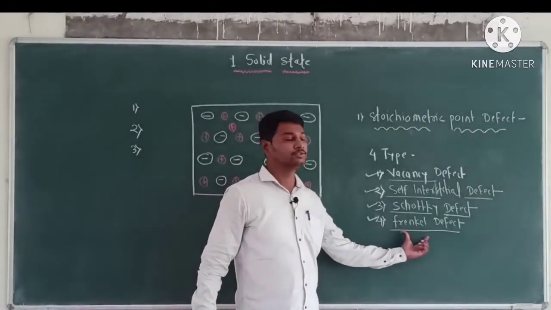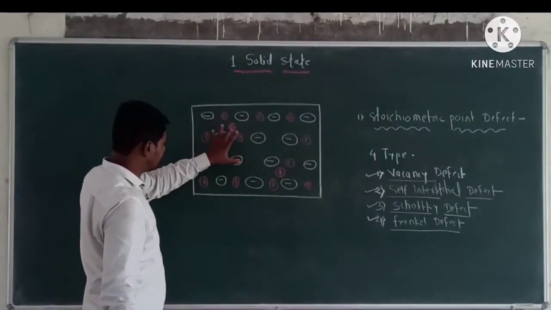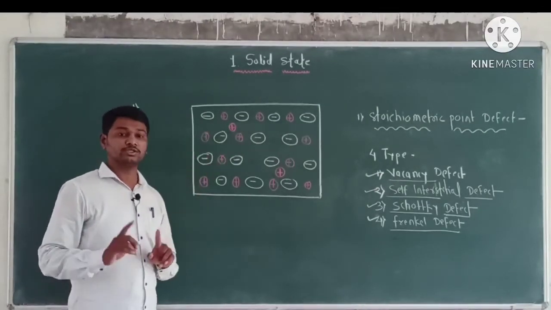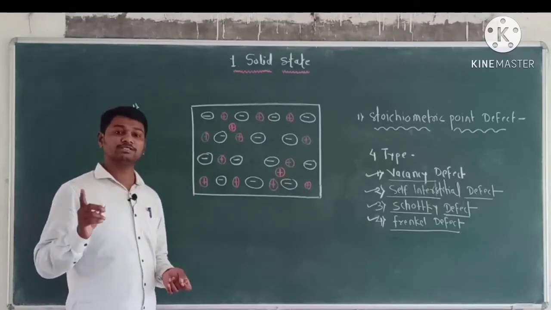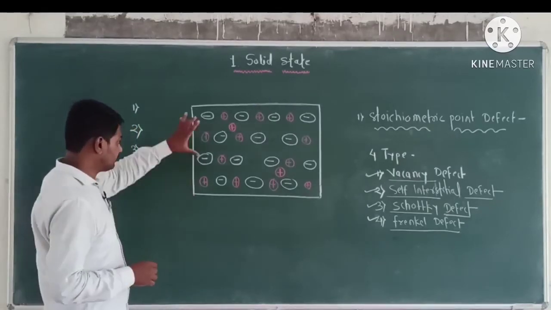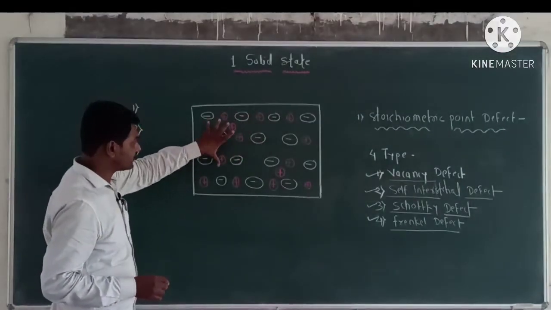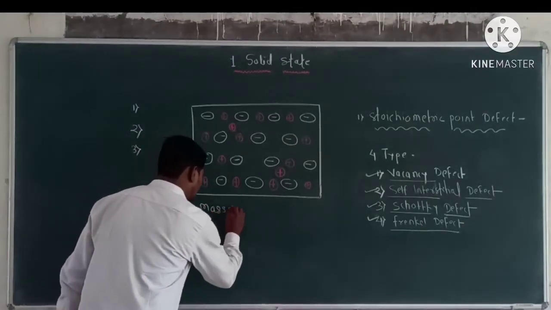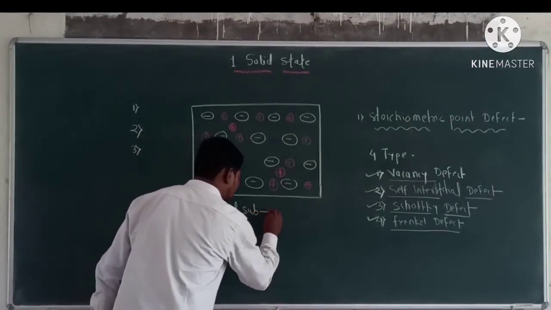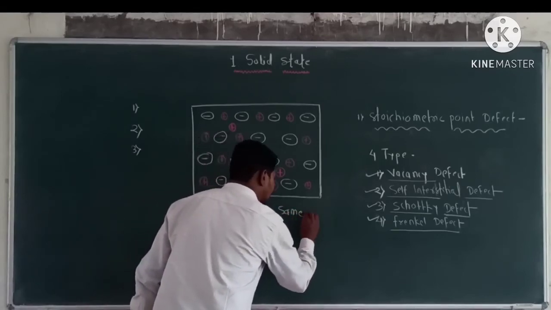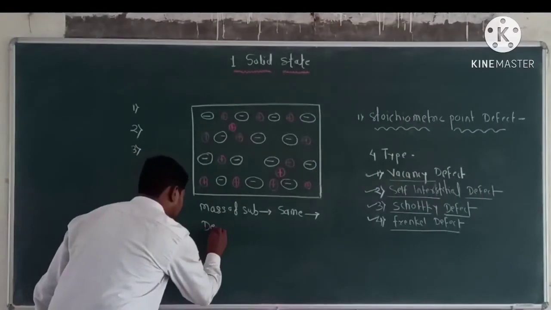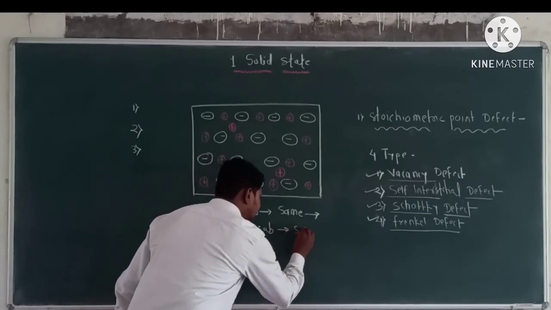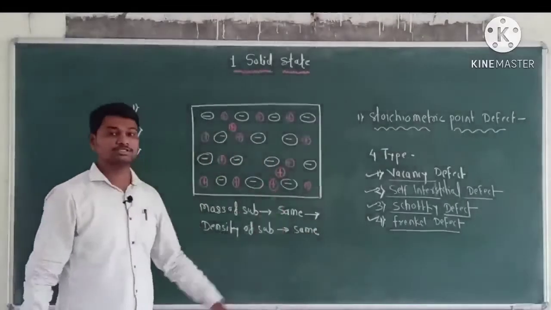In a Frenkel defect, the number of constituent particles, that is cations and anions, remains same. Therefore, mass of a substance remains same, so the density remains same, volume remains unchanged or same. In a Frenkel defect, number of constituent particles remains same. Therefore, mass of substance remains same or unchanged. Therefore, density of a substance remains same or unchanged and volume remains unchanged.